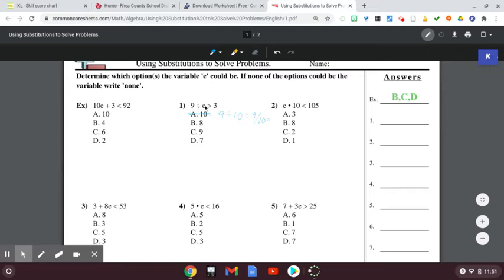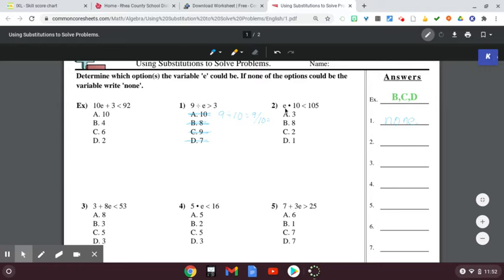9 divided by 8. Well, that's not going to be greater than 3 as well, so B is not going to be an option. We know that 9 divided by itself is 1. 1 is not greater than 3. And then D, 9 divided by 7 is not greater than 3. So for number 1, we are going to put on the line none. None of these options worked.